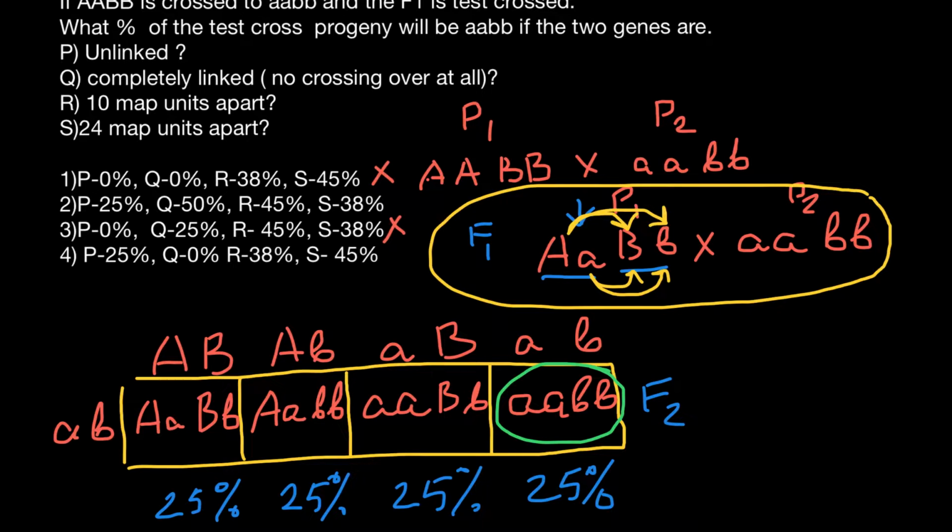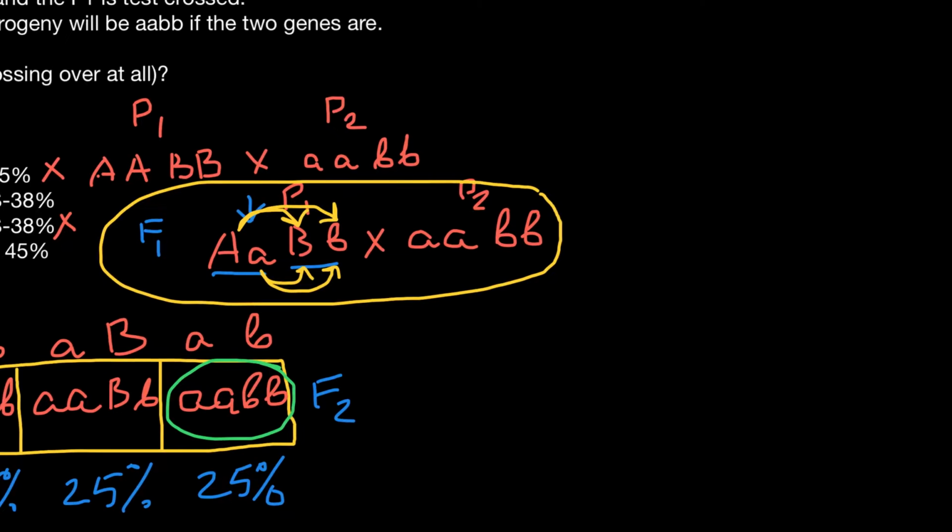And actually, this is how the chromosome would look like. So parent 1 would have one chromosome, and here we have allele A, and here we have allele B. So dominant allele A and dominant allele B.